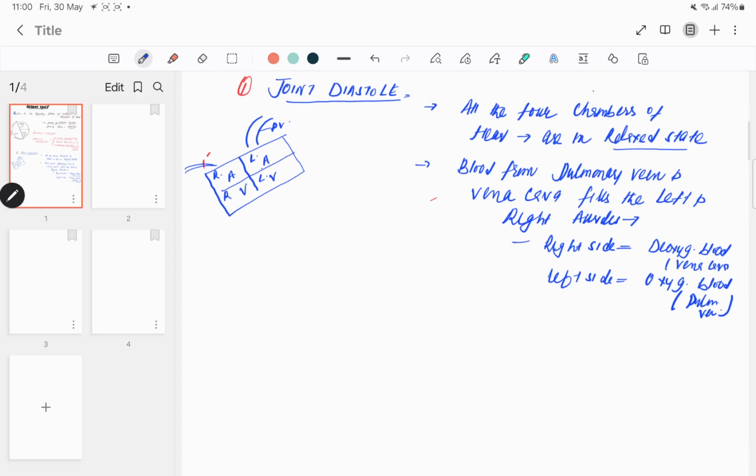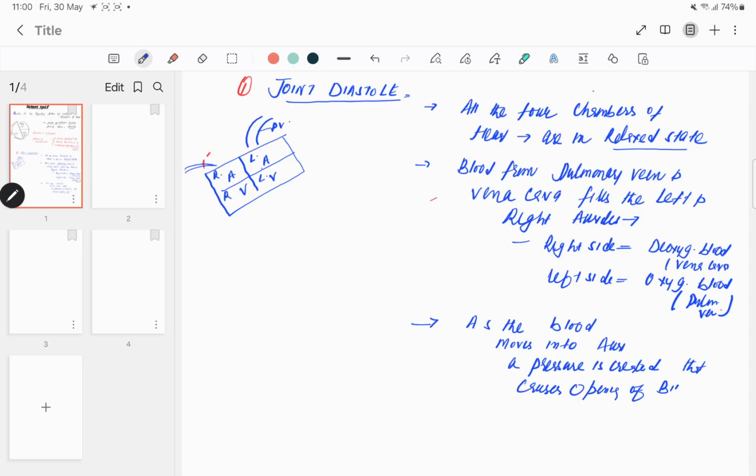Now, what happens third? As the blood moves into the auricles, a pressure is created that causes the opening of the bicuspid and tricuspid valves.